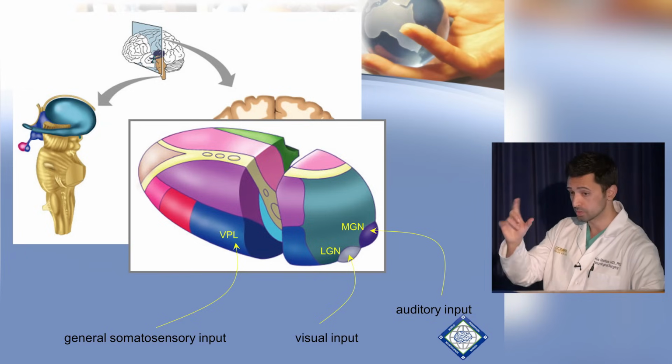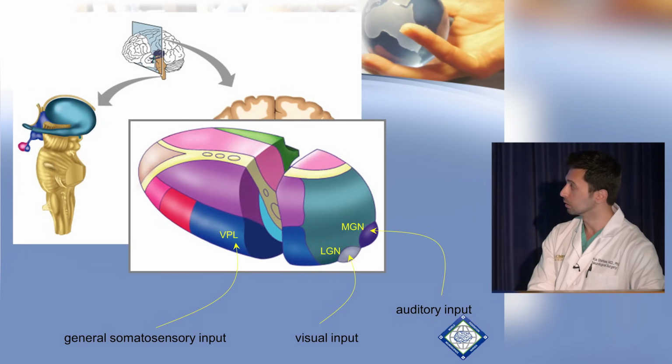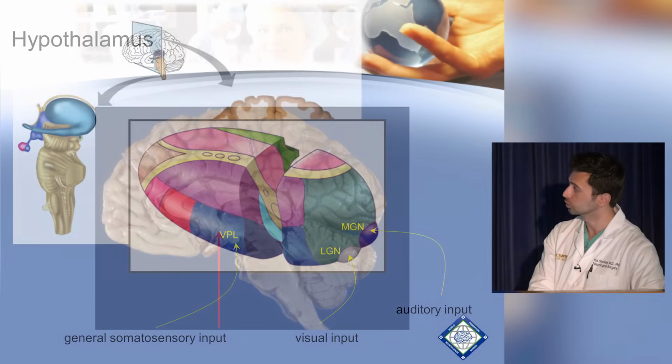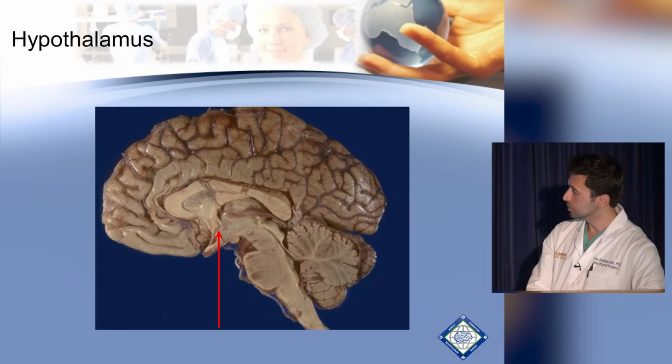So the thalamus is a very interesting area, and it's one that a lot of very smart people are researching to try to better understand how we can modulate thalamic function. Below the thalamus is the hypothalamus. So if this is the thalamus, then below it is the hypothalamus.